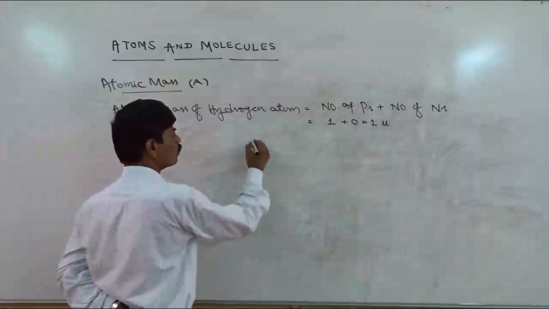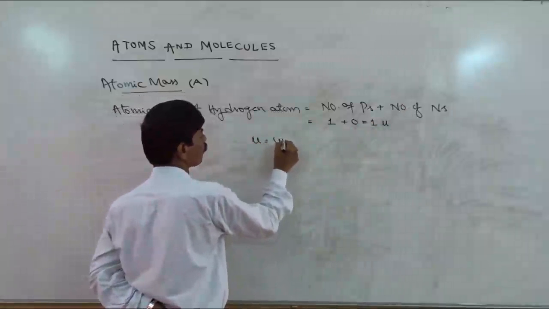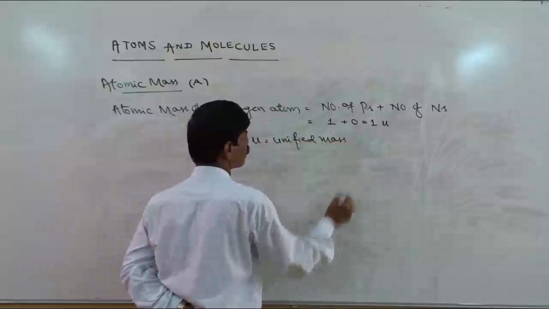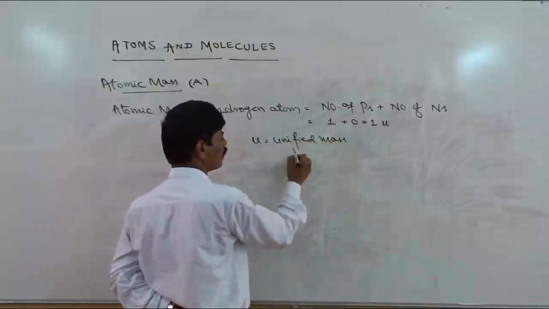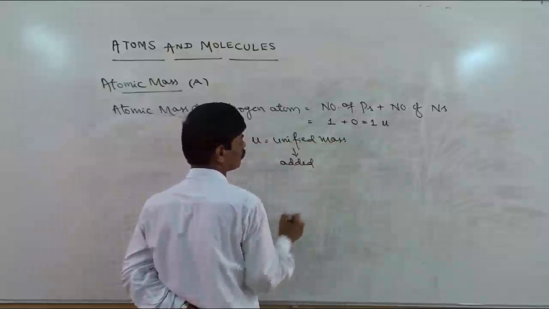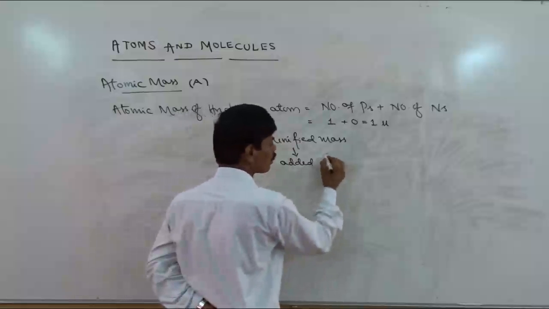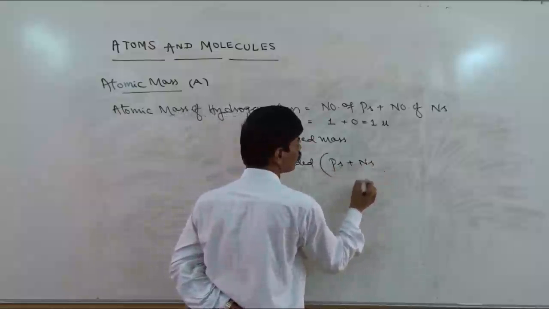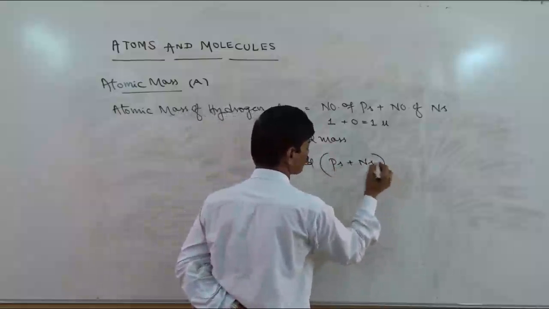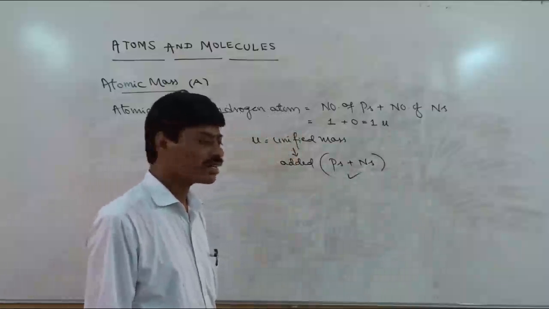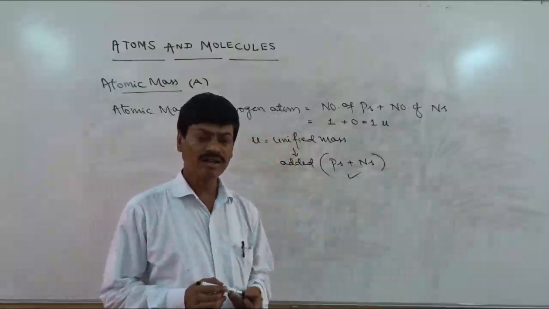So here U stands for unified mass. Unified means added. What are added? Proton number to neutron number. Right? This is added while calculating the atomic mass of an element.